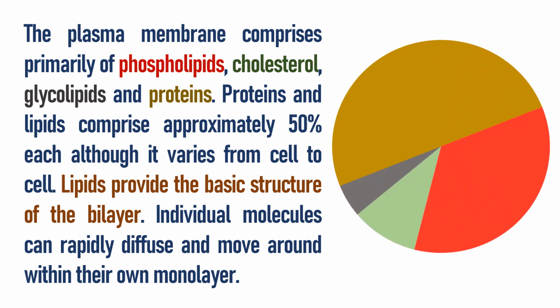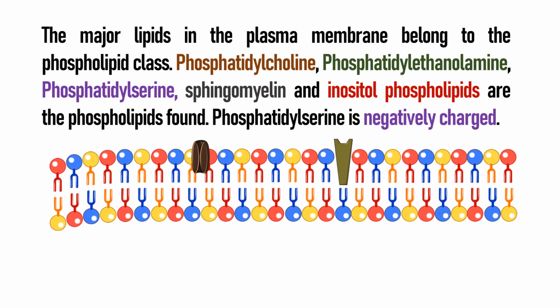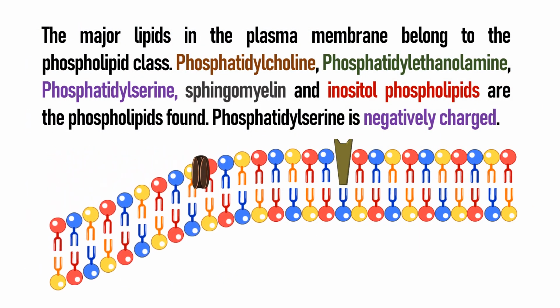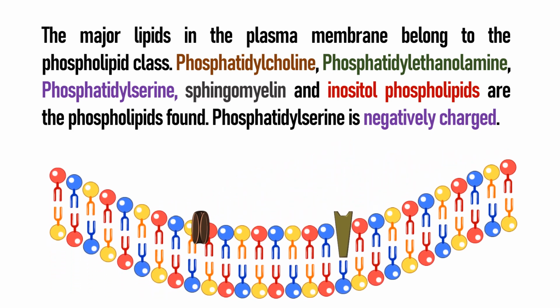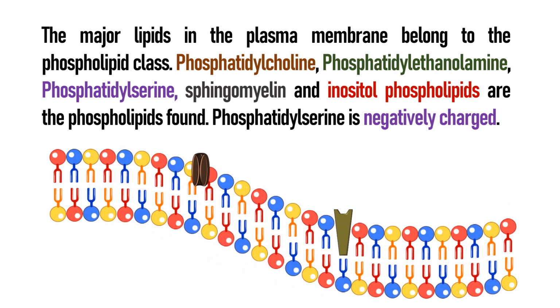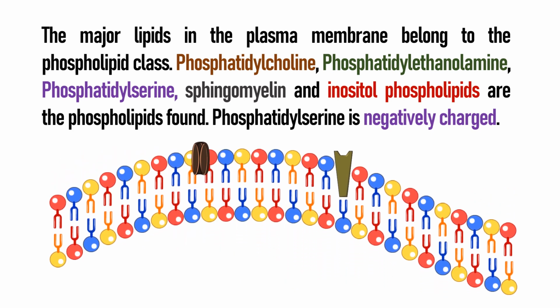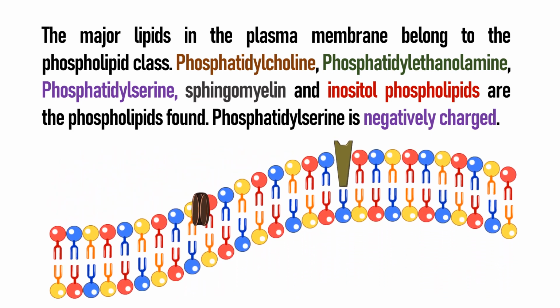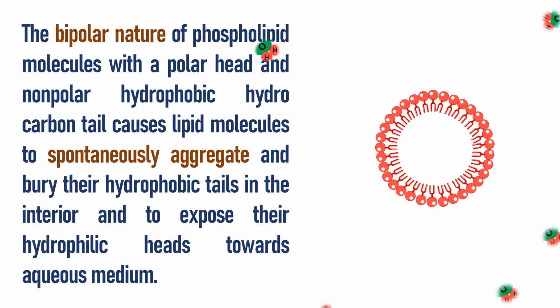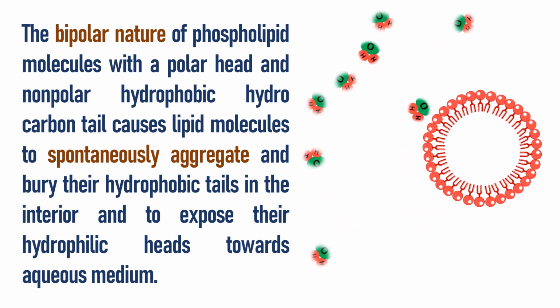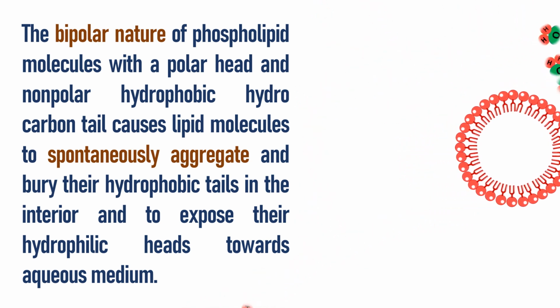Lipids provide the basic structure of the bilayer. Individual molecules can rapidly diffuse and move around within their own monolayer. The major lipids in the plasma membrane belong to the phospholipid class: phosphatidylcholine, phosphatidylethanolamine, phosphatidylserine. Sphingomyelin and inositol phospholipids are the other phospholipids found. Phosphatidylserine is negatively charged.